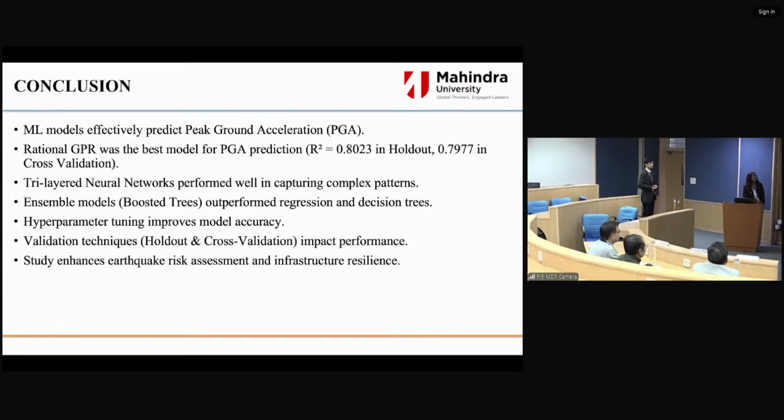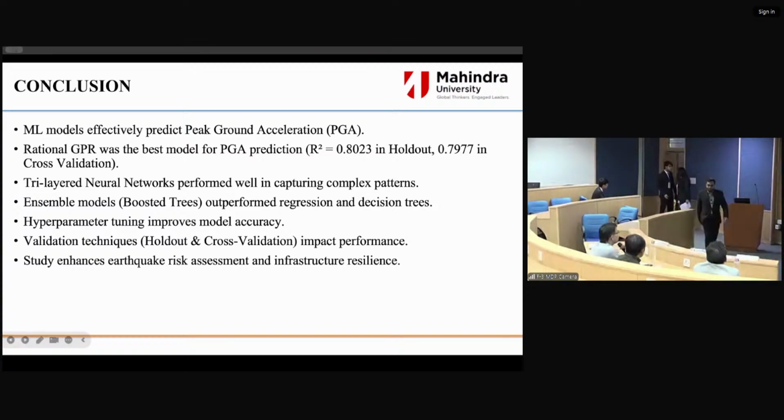Conclusion. Rational GPR was the best performing model, achieving the highest accuracy. Neural networks and ensemble models also performed well, handling complex patterns effectively. Cross-validation and hold-out validation played a crucial role in evaluating model performance. This study enhances earthquake risk assessment and infrastructure resilience by improving PGA prediction. Thank you.